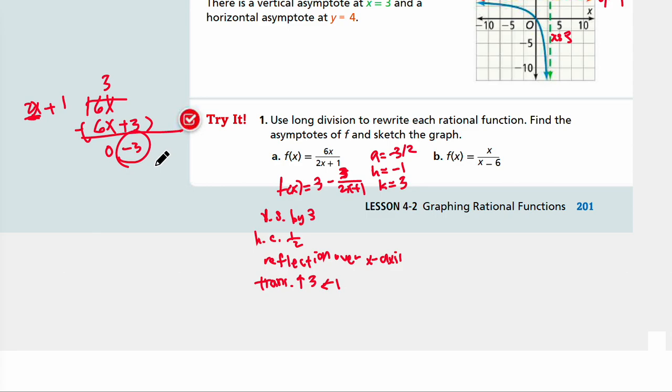So how does your graph look? Starting from our function here, where we had asymptotes here, we're going to translate 3 units up and 1 unit left. So our asymptotes are at y equals 3 and x equals negative 1. Your original should be like this, but it's reflected across the x-axis.